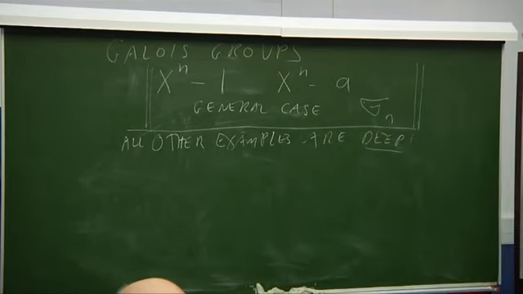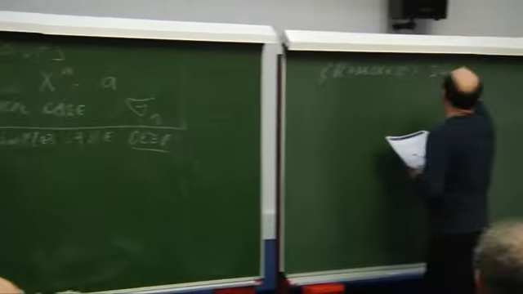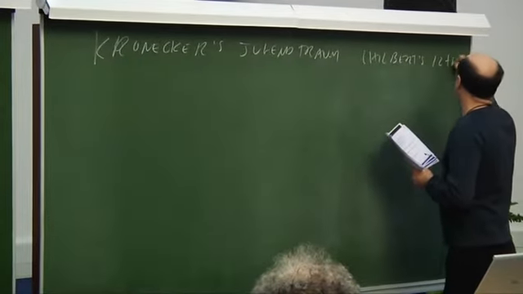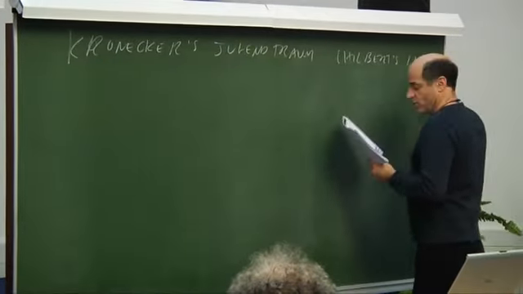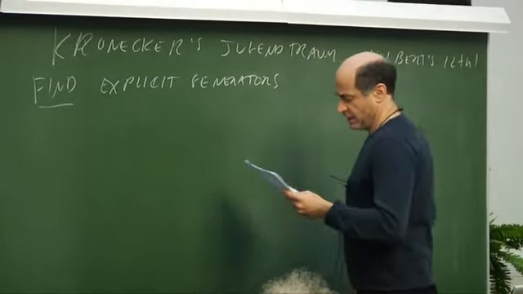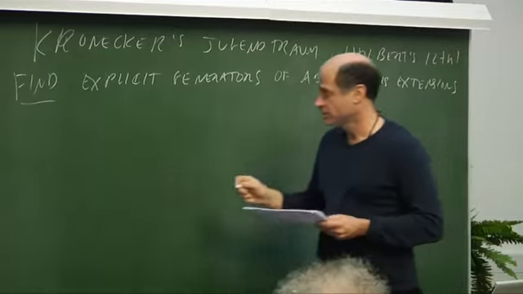One way of talking about it is to refer to Kronecker's Jugendtraum, which has various formulations. This is the Hilbert-Toff problem, which is to find, let me give what I think is a classical formulation of this, to find explicit generators of abelian Galois extensions of number fields. So what does explicit mean?